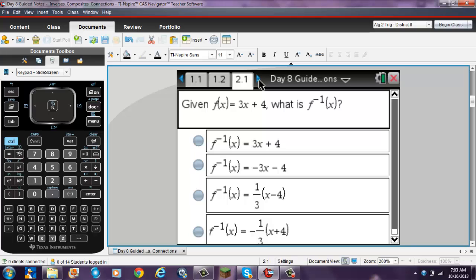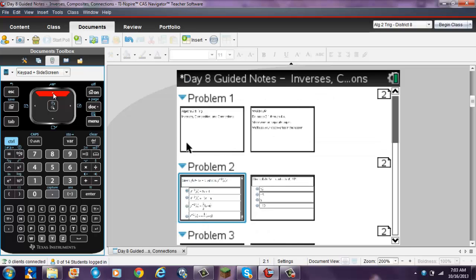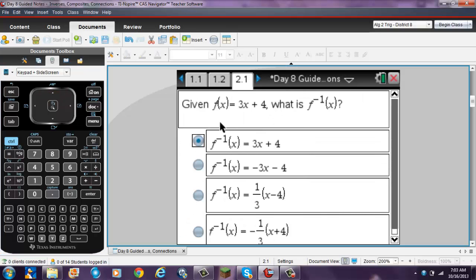And then again, if I click this and do a control up arrow, on the software it doesn't work. If you choose something and do a control up arrow, it'll show that it's wrong. This is created as a self-check document.